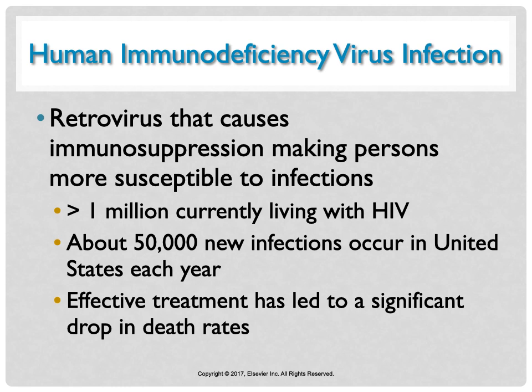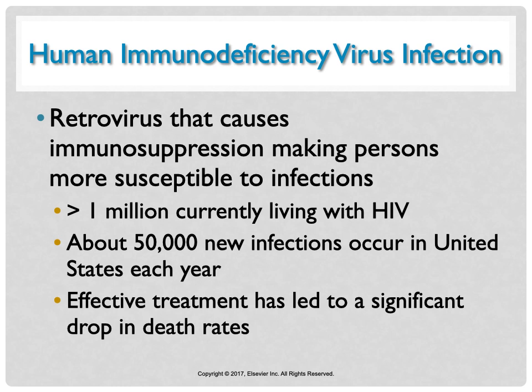So when we look at the human immunodeficiency virus infection, it is a retrovirus that causes immunosuppression, making persons more susceptible to infections. So in other words, these viruses specifically target the cells of the immune system.